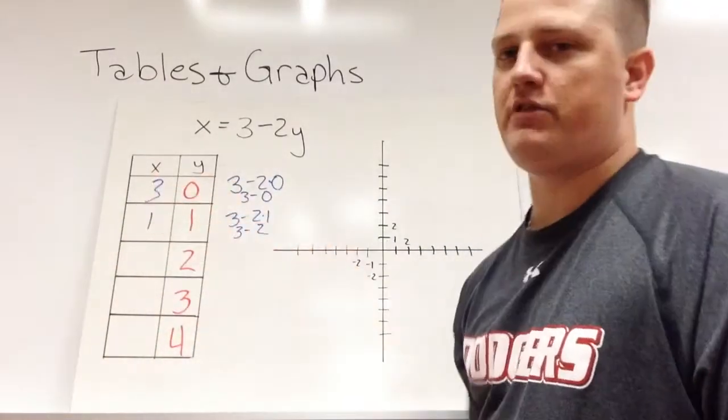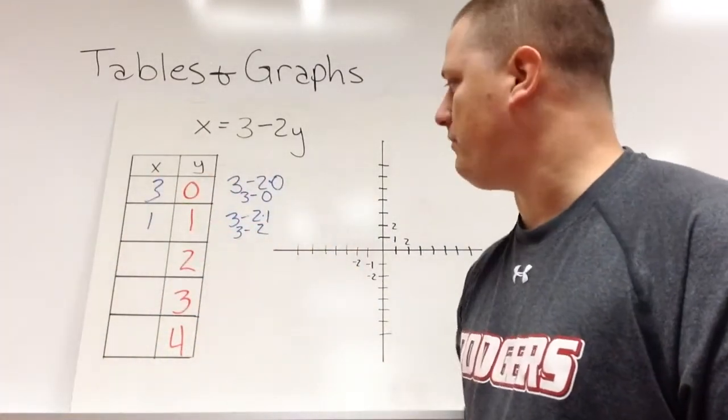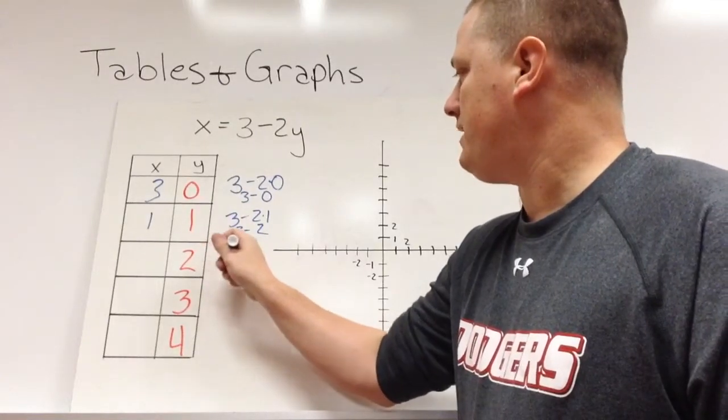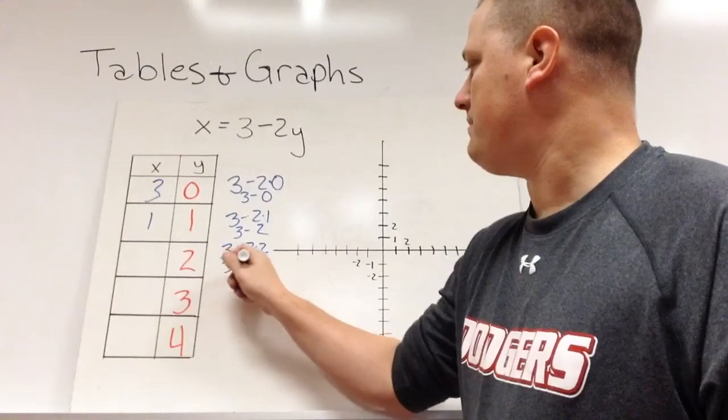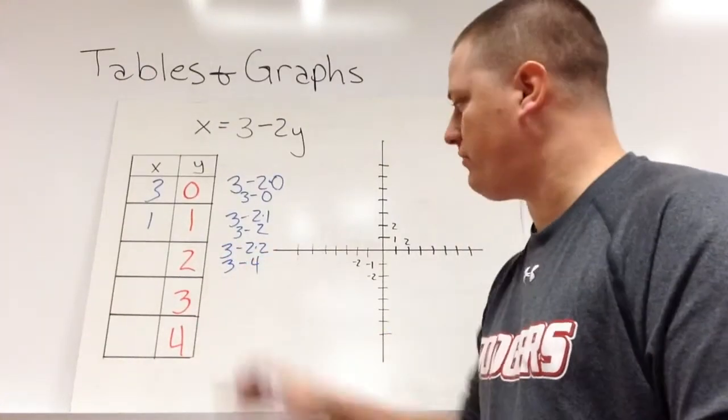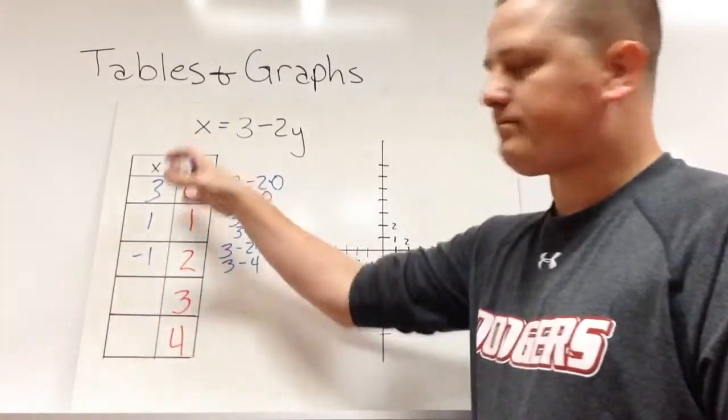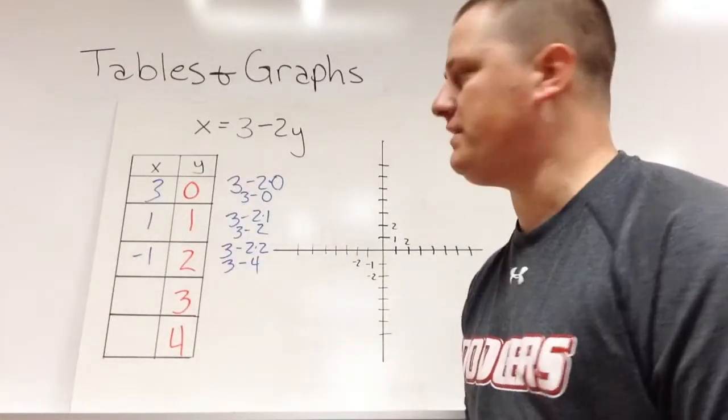You might think you see a pattern. Make sure of it with one more try. 3 minus 2 times 2. 3 minus 4. 2 times 2 is 4. It's going to give me negative 1. Looks like this time we're going down by 2's.